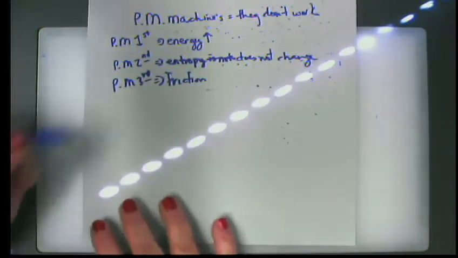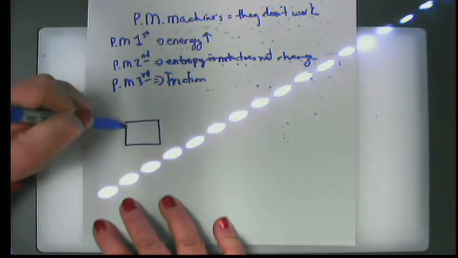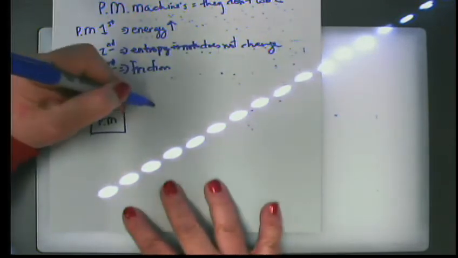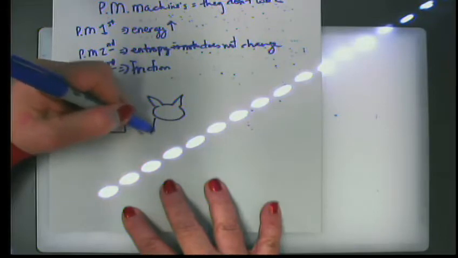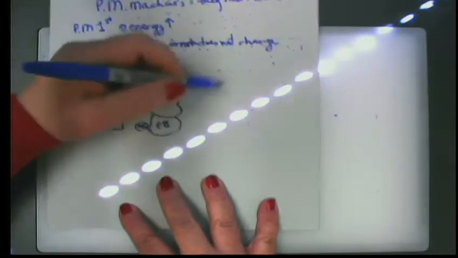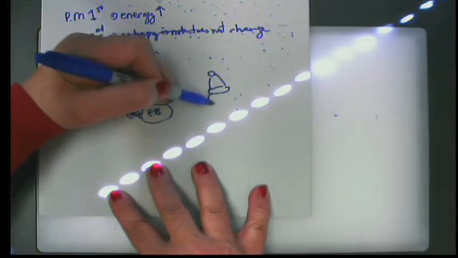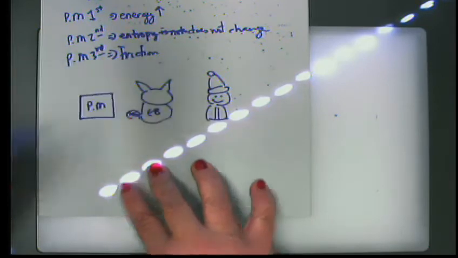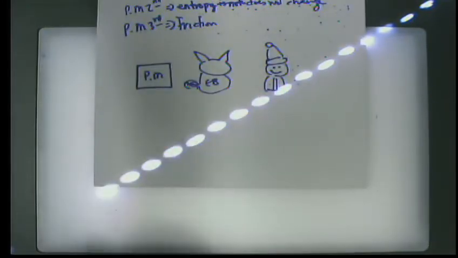So I always draw some things, a couple of which I can draw. But this is a perpetual motion machine. This is my idea of what the Easter Bunny looks like. And how about Santa Claus? So what do they all have in common? They're not real. That's exactly right. So you can think about that when you talk about perpetual motion machines. Okay.